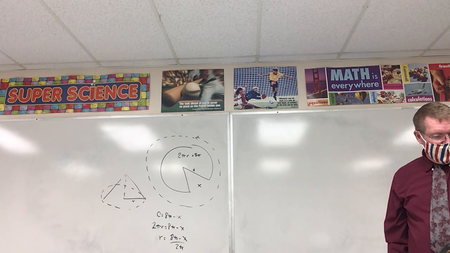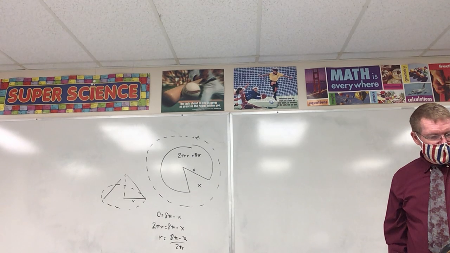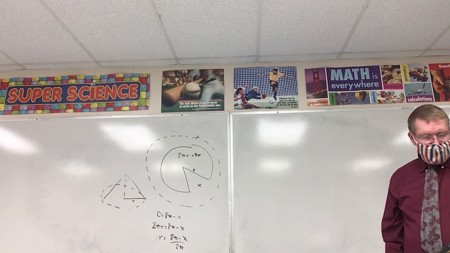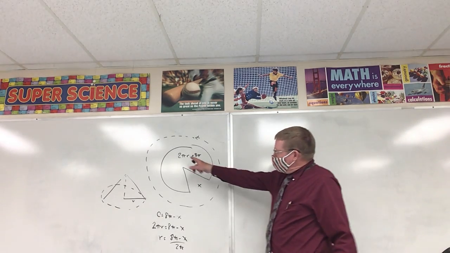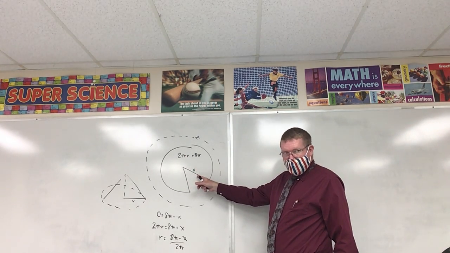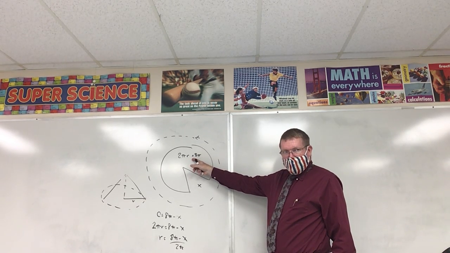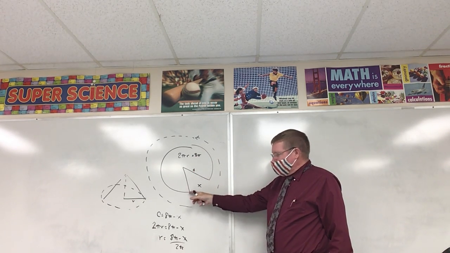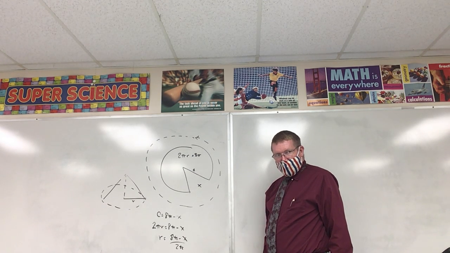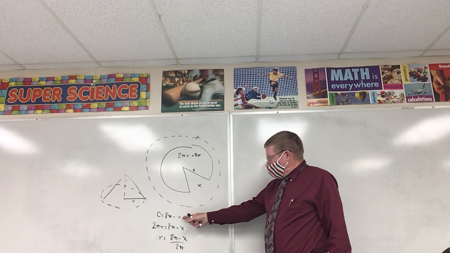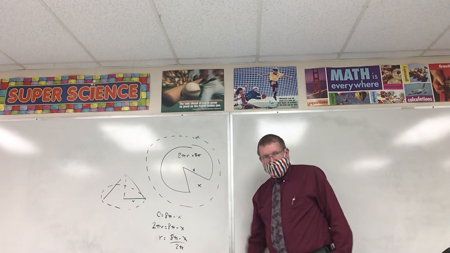Okay? So how do you know that the circumference was 8 pi? Again, how do you find circumference? 2 pi r, what's the radius? 4. Put 4 in for r, you get 8 pi. If we take this x away, we're left with 8 pi minus x, right?